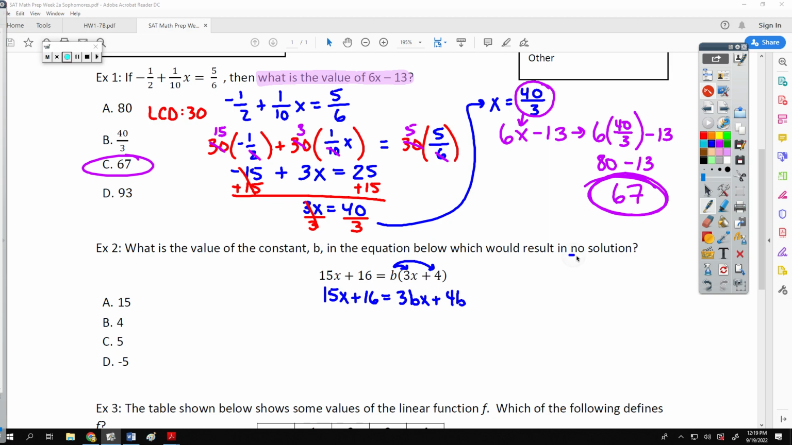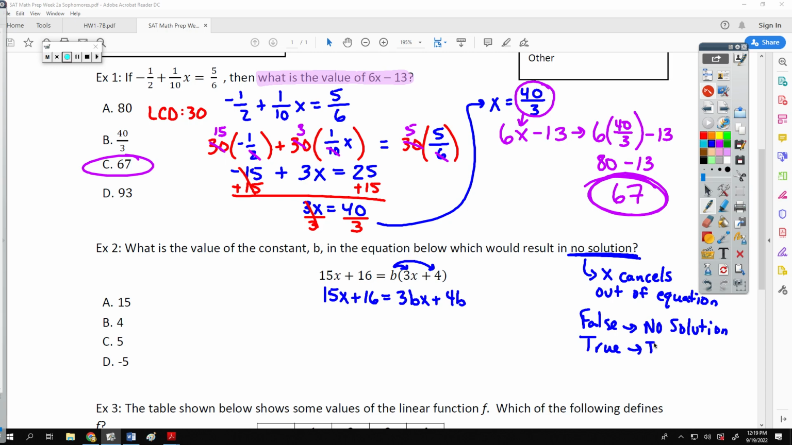Now, when we see the words no solution, that means x cancels out of the equation and leaves a false expression. When x cancels out of the equation, if what's left is false, that tells us no solution. If what's left is true, that is where we have infinite solutions.